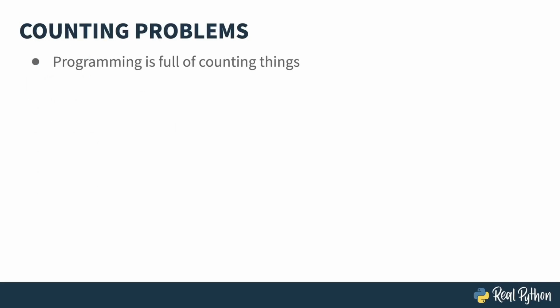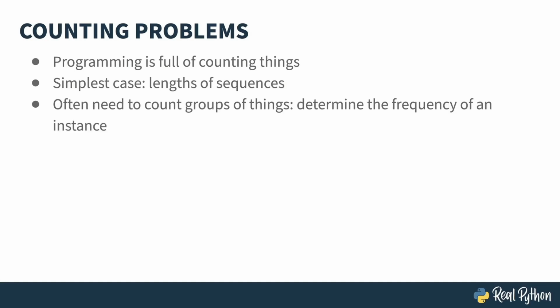Computing is full of counting problems. One of the first things you learn to do with a sequence, such as a list, is to find its length. That's a basic counting problem. How many things are there in that sequence? Finding the length of a sequence is only the beginning, though. What about grouping things together in your data? Counting these kinds of things is called determining the frequency of an occurrence. Let's go to the REPL, and I'll show you what I'm talking about.